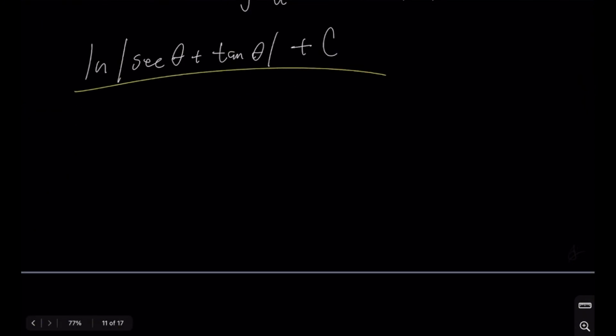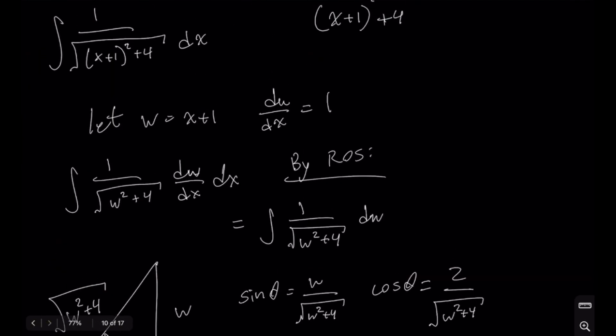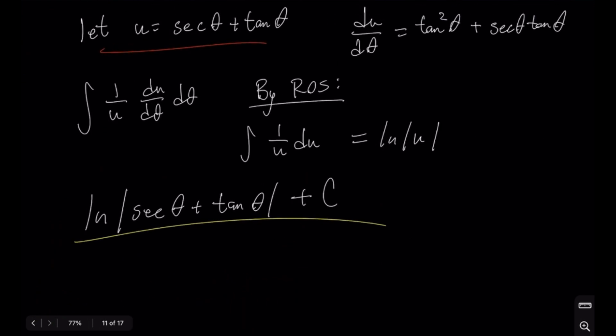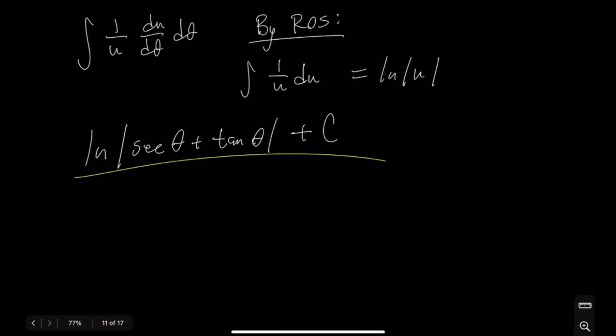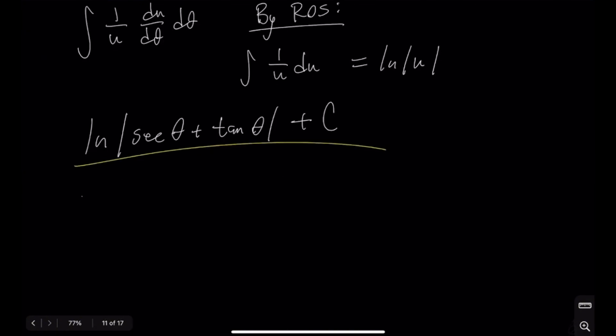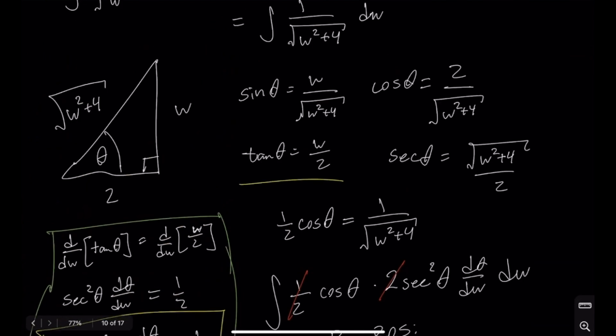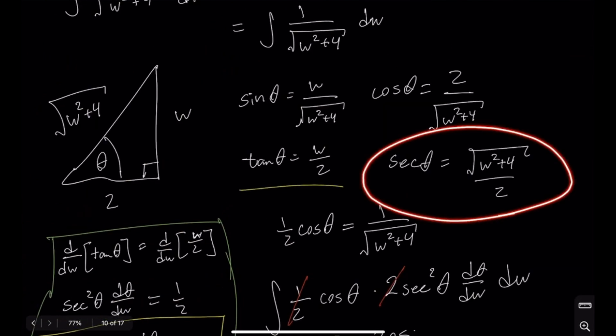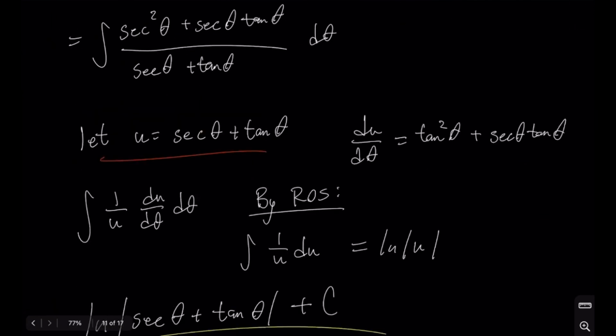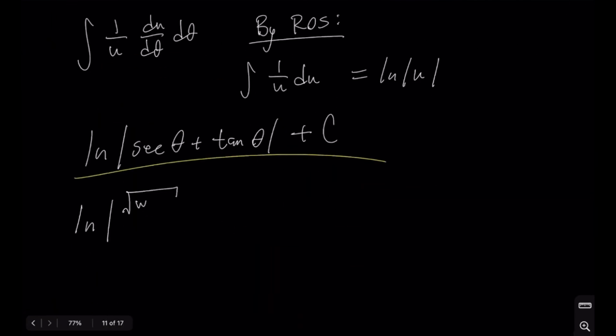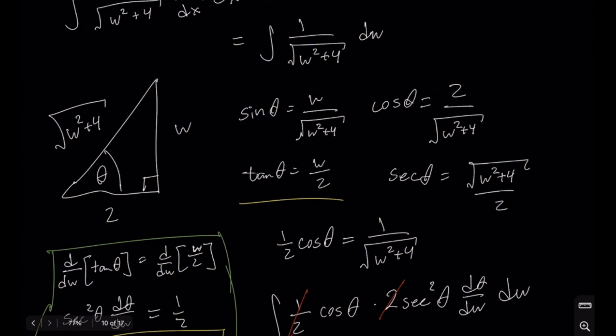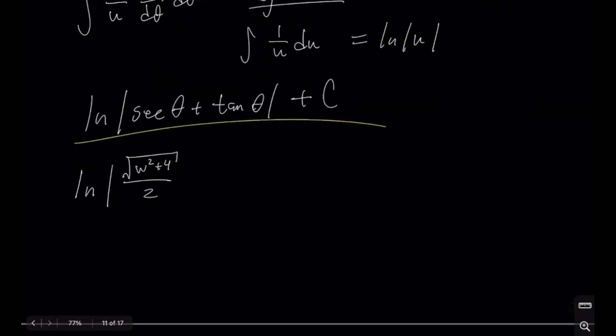This is not complete, because our original problem was in terms of x. Now we have an answer in theta. So what you have to do is convert back to x. So you have to retrace your steps. What was secant theta? Because we use it in our answer. Secant theta was the square root of w squared plus 4, over 2. And tangent theta, what is tangent theta? Tangent theta is w over 2. So plus w over 2 plus c.